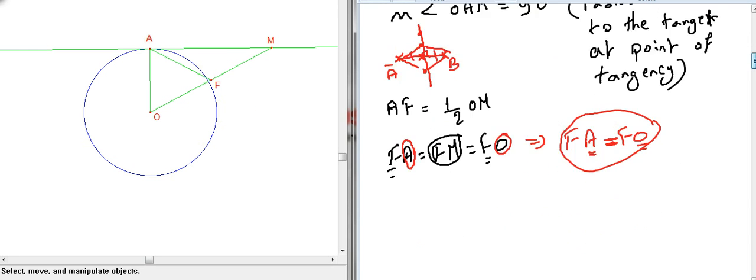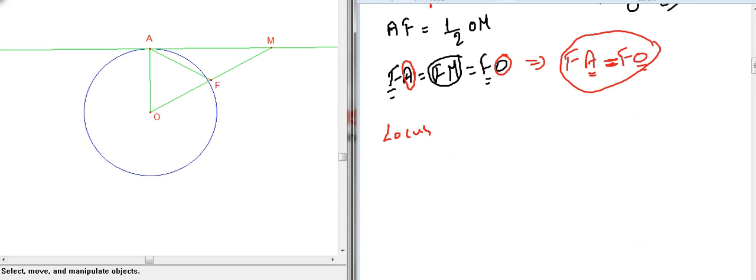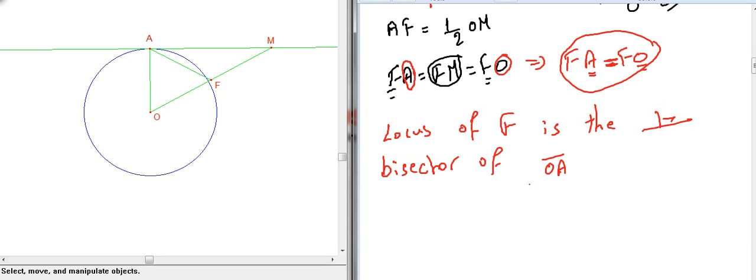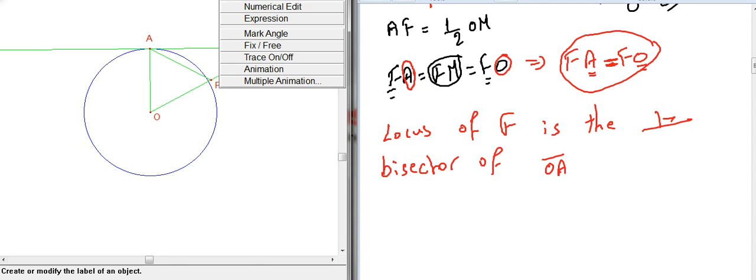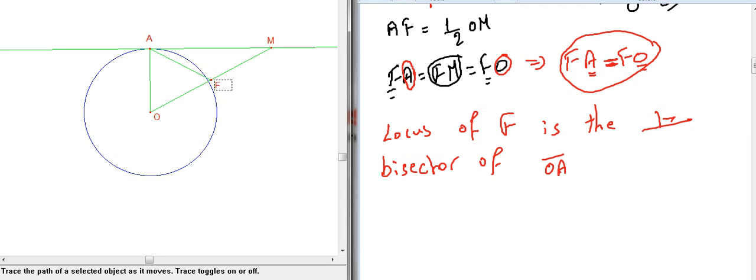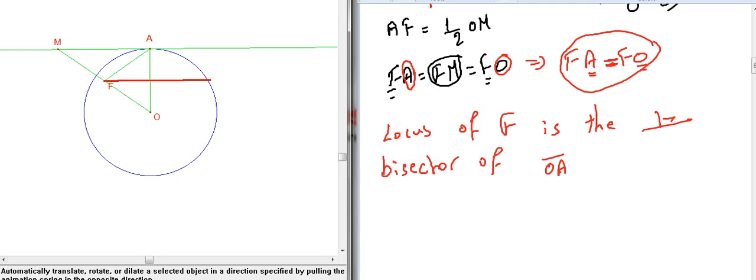So what is the locus of point F? The locus of F is the perpendicular bisector of segment OA, because O is fixed and A is fixed. Let's see if that is true. Let me make a trace for F and animate M, because M is moving, right? Let me animate M on the straight line. Look what's happening. It goes all the way.